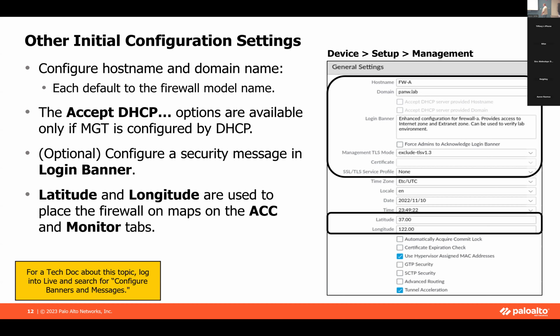Down below, you can see things like automatically acquire commit lock. We won't actually play with those. Using a hypervisor assigned MAC address: if it is a VM, you can use that. Tunnel acceleration, advanced routing, I played with, but it's nothing that we would have to do in here.